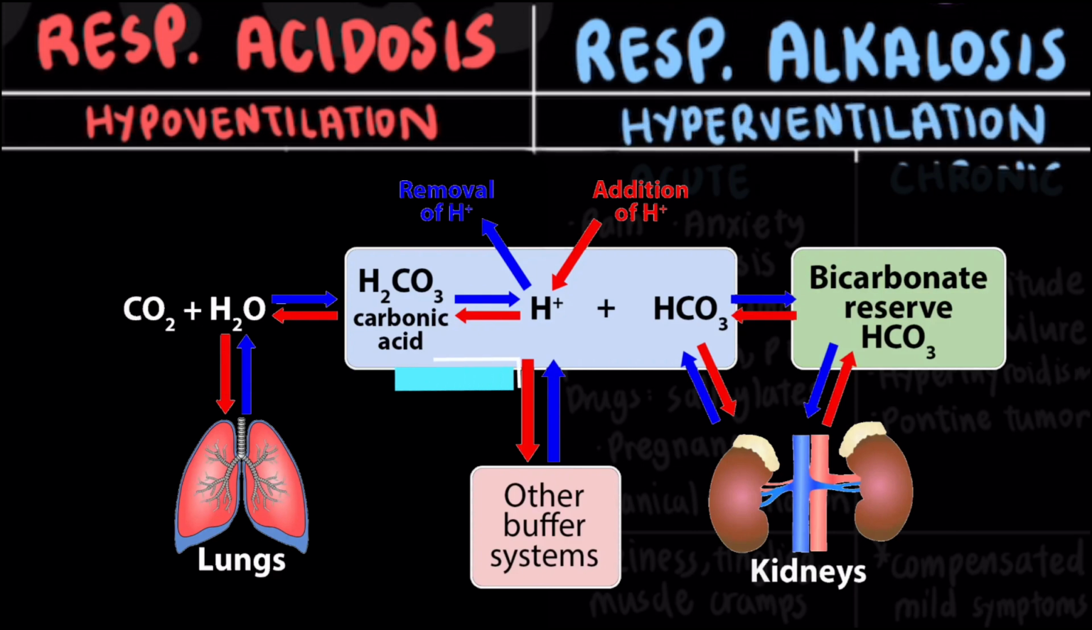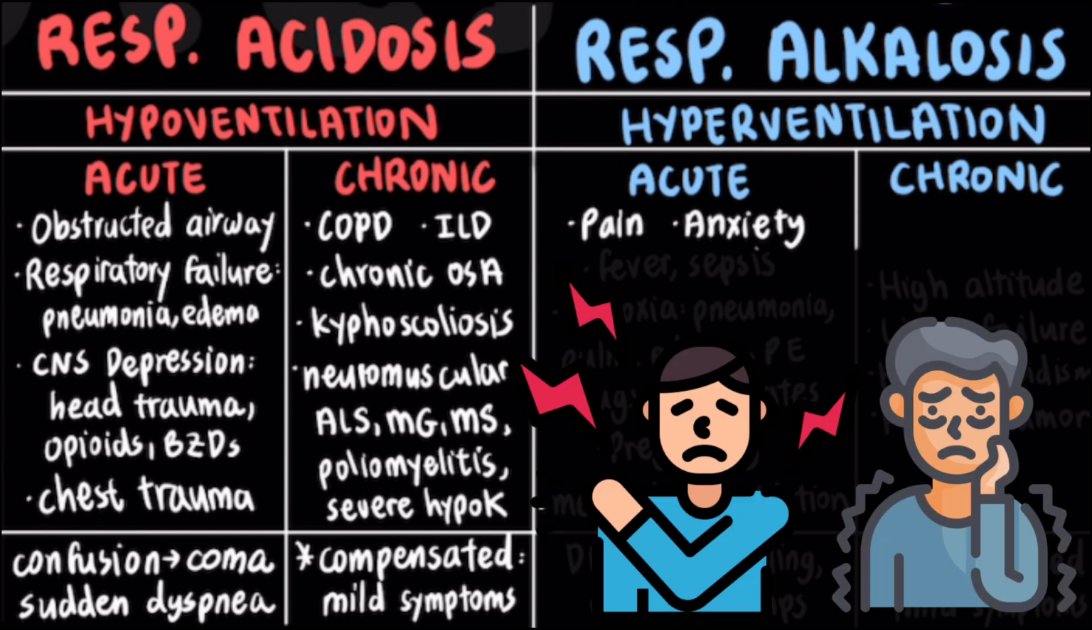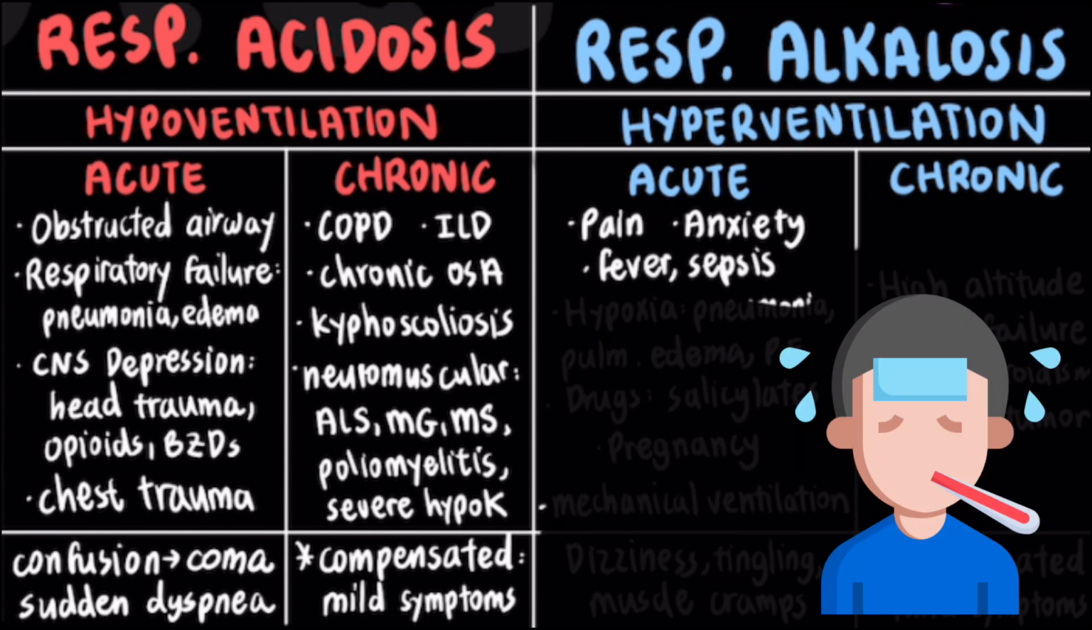As the concentration of carbon dioxide drops, hydrogen ion concentration decreases, and the pH rises. We can also divide the causes into acute and chronic. Common causes of acute respiratory alkalosis include pain or anxiety, which can trigger rapid breathing even without underlying lung disease. Fever or sepsis, which increases metabolism and respiratory rate.